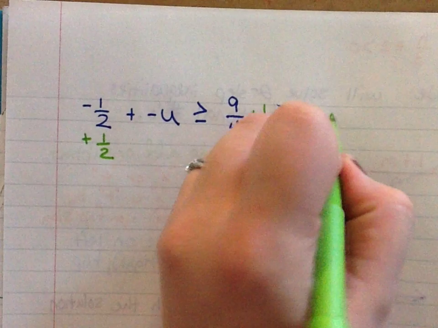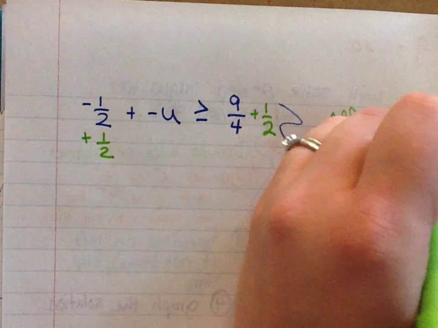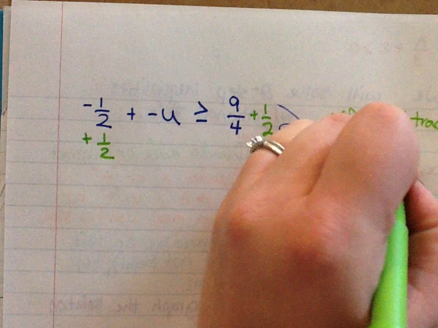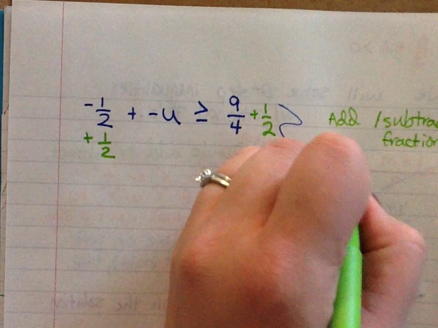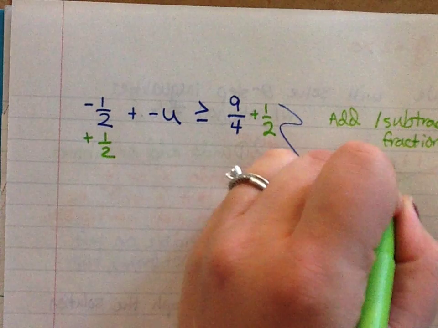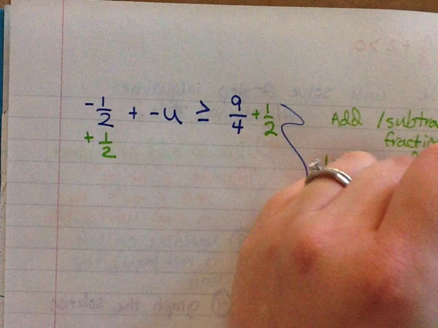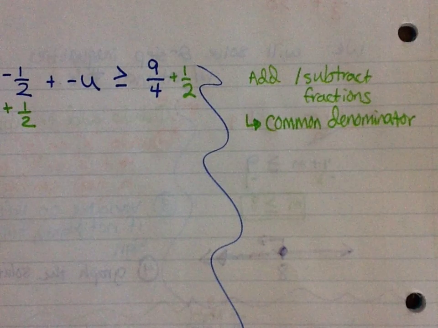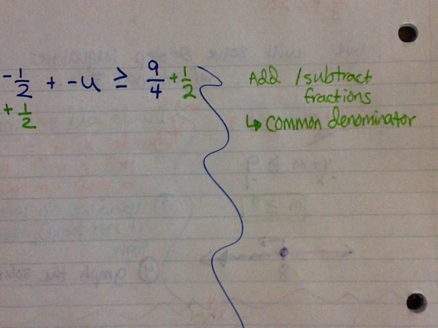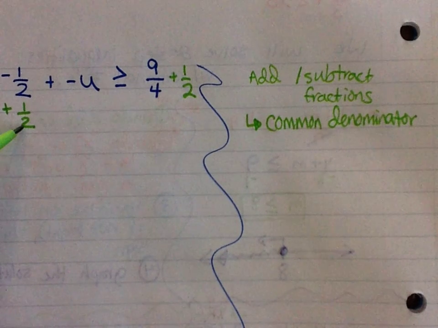Okay, when I add or subtract fractions, Austin, say it louder. We need to have a common denominator. Make sure you're writing these in your notes, guys. Adding and subtracting fractions, you have to have a common denominator. Okay? So negative 1/2 plus 1/2, what happens?